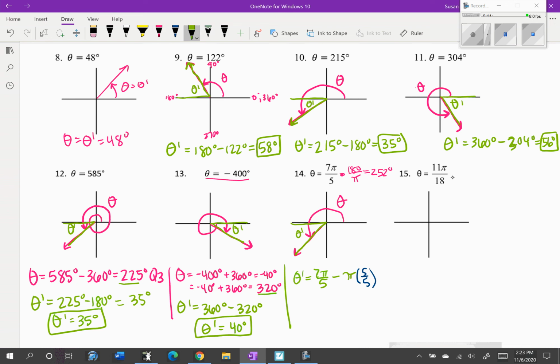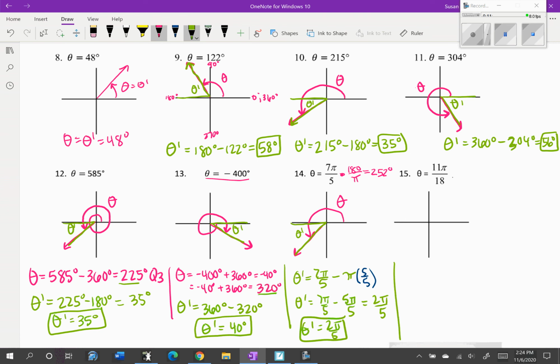So when I do, I get theta prime is equal to 7 pi over 5 minus 5 pi over 5, which gives us 2 pi over 5. So theta prime equals 2 pi over 5. Could you have also taken the angle in degrees and got that answer and then changed it into radians by multiplying by pi over 180? Sure, that would also work. Two different ways of doing the problem.